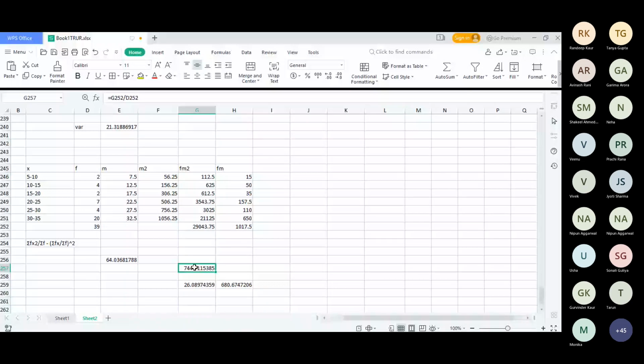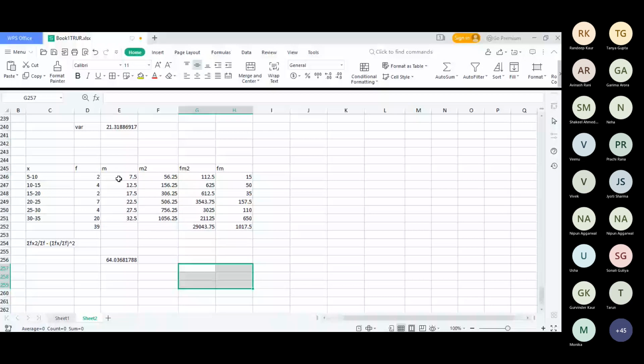Fine. So this answer becomes, for standard deviation, 64.03. So this is the way in which we can solve in a one-step process. Clear? Now, if we again have to reduce the calculation, we can use the assumed mean method in this.